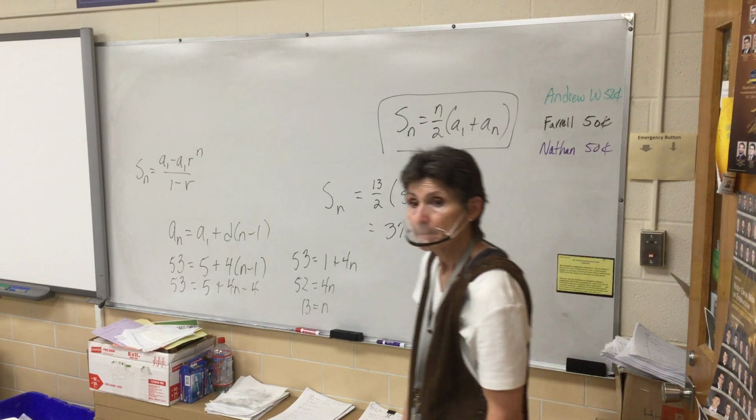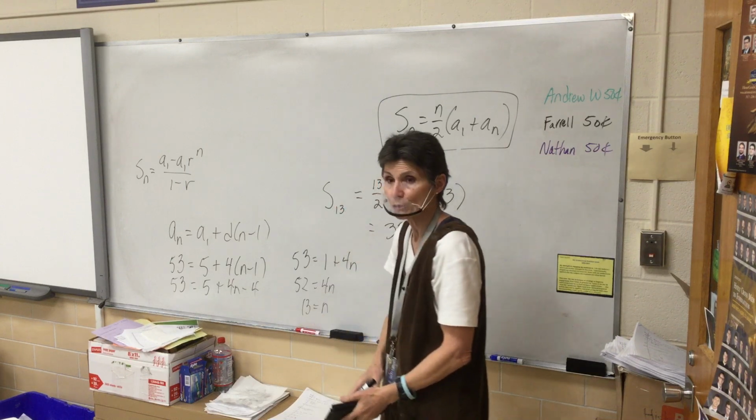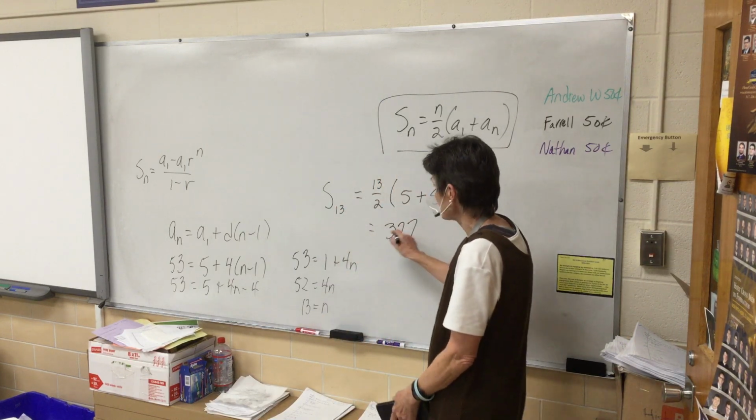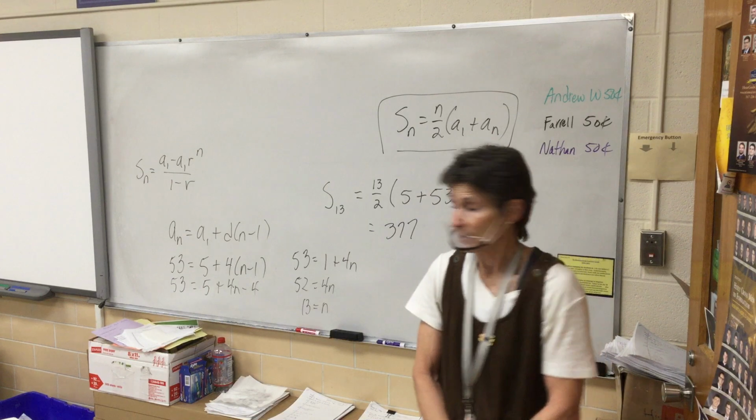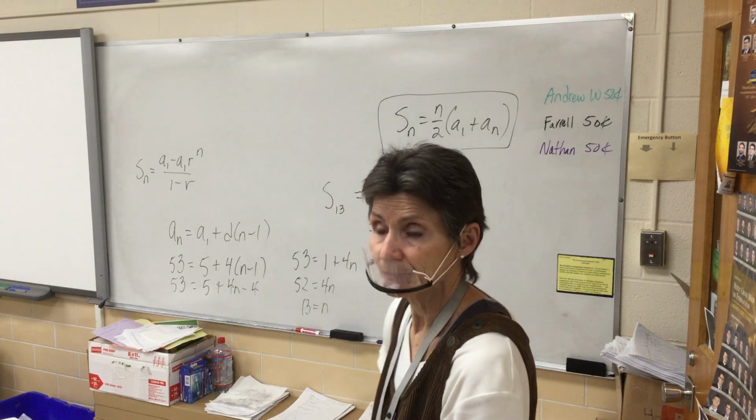Wouldn't the 13 also go here? Yeah, that's the sum of 13 terms. That isn't really the answer. This is the answer, but yes. 377 is the sum of 13 terms. Yep.